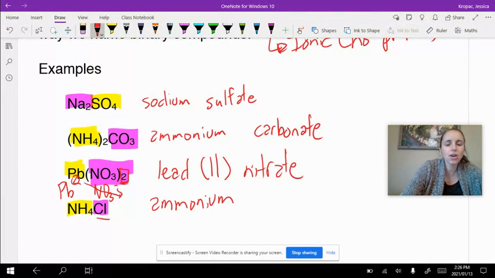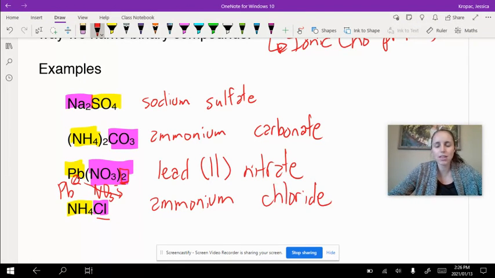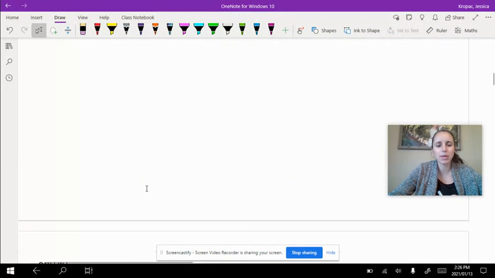And then this second element here, that's chlorine. So I'm going to go ahead and name it just like I would any other binary compound. I'm going to name it chloride. So if we have a regular element that's not a polyatomic compound, and it's your second element, we drop the last 3 letters, and we call it ide. So that's how we name polyatomic ions.